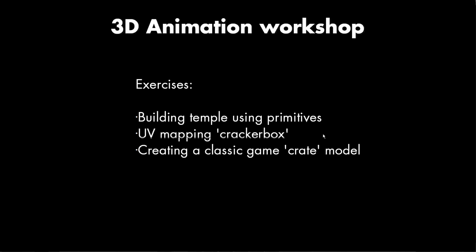We will create a crate model, and we will UV layout it and texture it, and we'll also look at how to create a more detailed model and then use that to create a texture map called a normal map for a lower res model, so that the lower res model will actually visually look like a more detailed model.